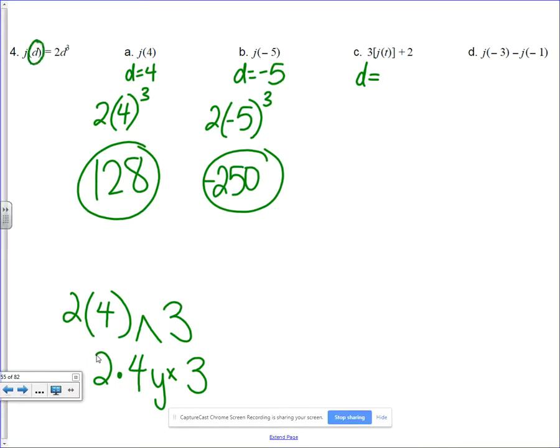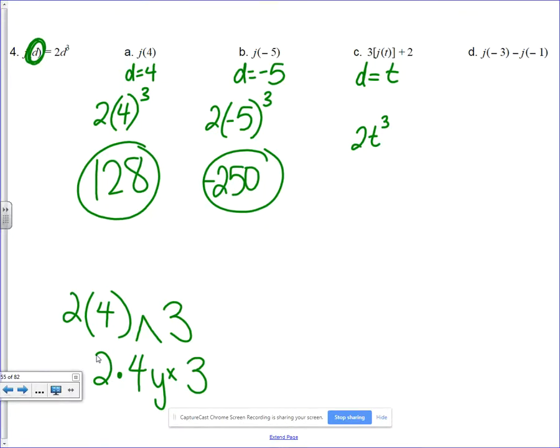Yes, D is whatever's in parentheses. So the D is T. Everybody all right there? Okay, so what will that look like if I plug in T? Now, I don't need to use the parentheses because I don't know what it is yet. Is everybody okay with that?